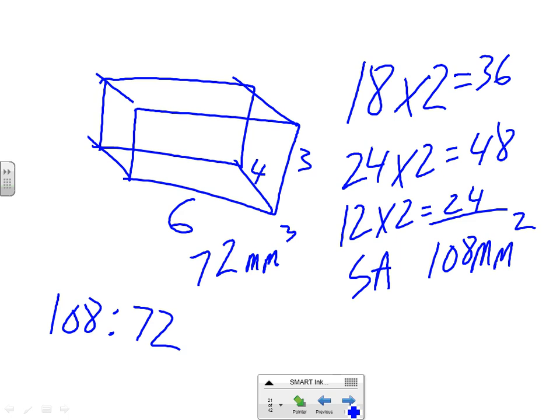Normally you go 108 divided by 72, right? Go ahead and divide it out. And you're going to write it this way: 1.5, which is what 108 divided by 72 is, to 1.